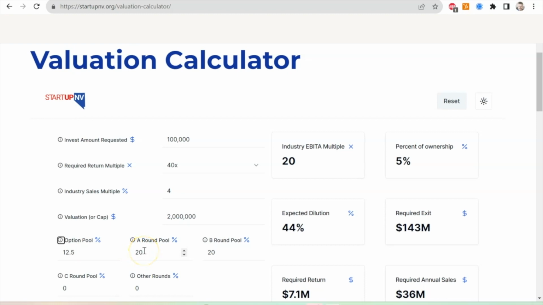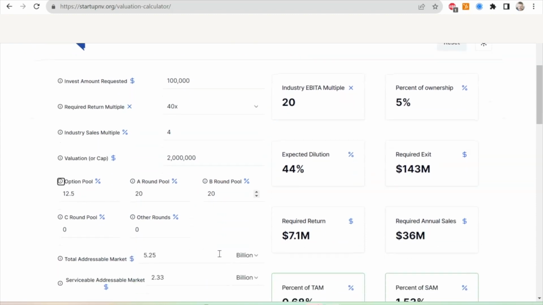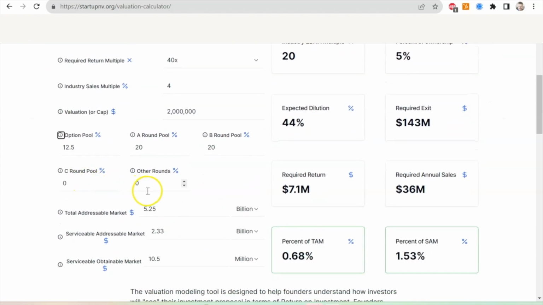Now you're going to raise money beyond this round, so you want to make sure you're accounting for what percentage of your company you're going to sell in the rounds subsequent to this round. In this particular example, we've got an A round where you're going to sell 20% of your company and a B round where you're going to sell 20% of your company. You can add in additional rounds, C rounds, and other rounds where you're going to sell additional percentages of your company. The reason this is important is because from an investor perspective, they want to know how much they're going to be diluted. And as you sell more and more rounds in your company, the investor wants to know how much of the company they are going to be left with based on their initial investment.